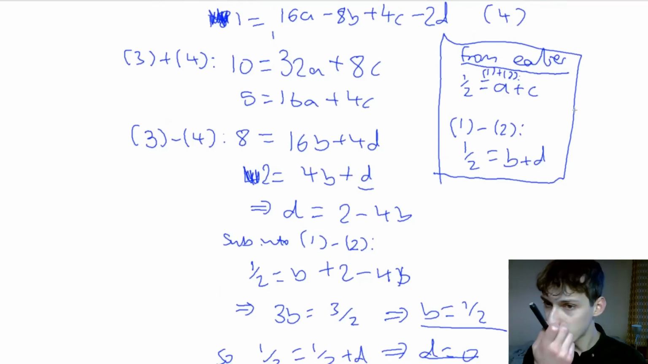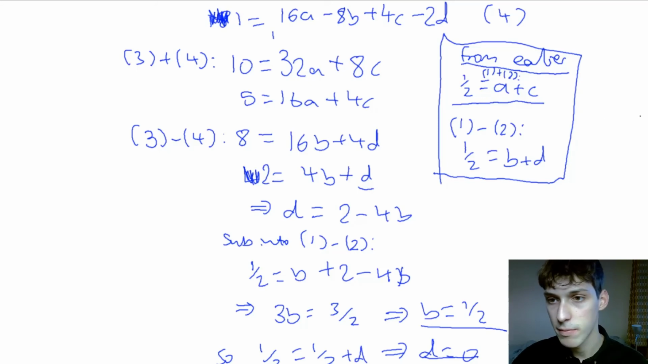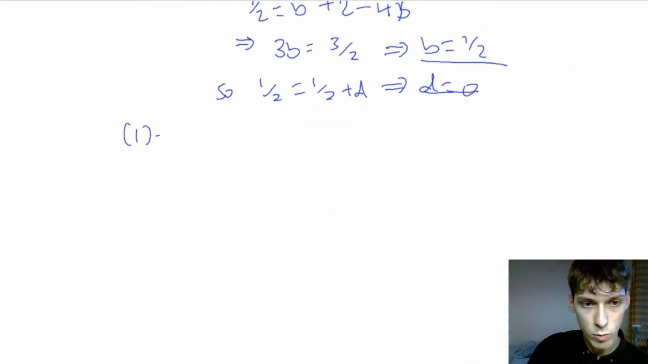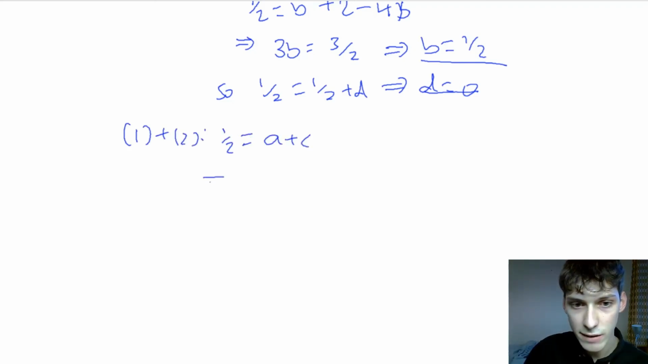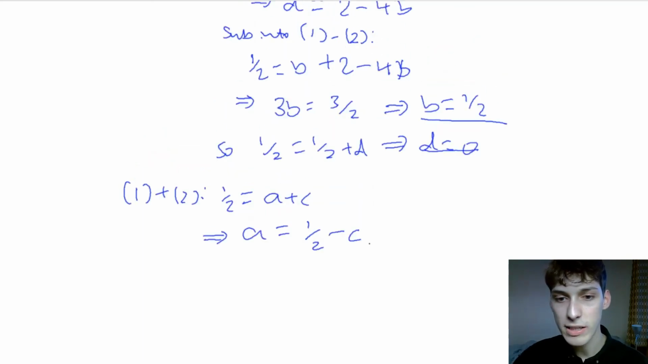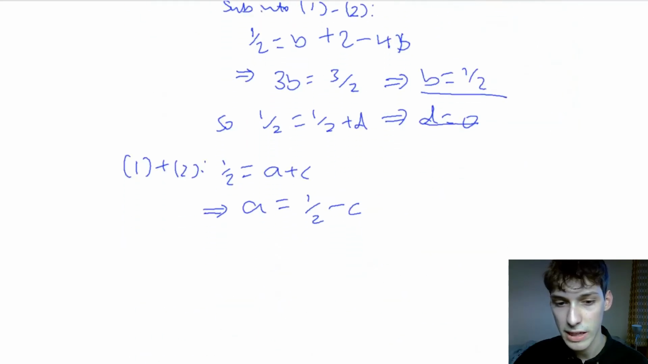So I think again substitution's probably the best bet. So let's rearrange this 1 plus 2 here and see what that can give us. We have a half is equal to a plus c. Gives us, just so we can substitute something in, a is equal to a half minus c. And now let's see if we can substitute this into 3 plus 4. So that's this equation here. That's 5 is equal to 16a plus 4c.